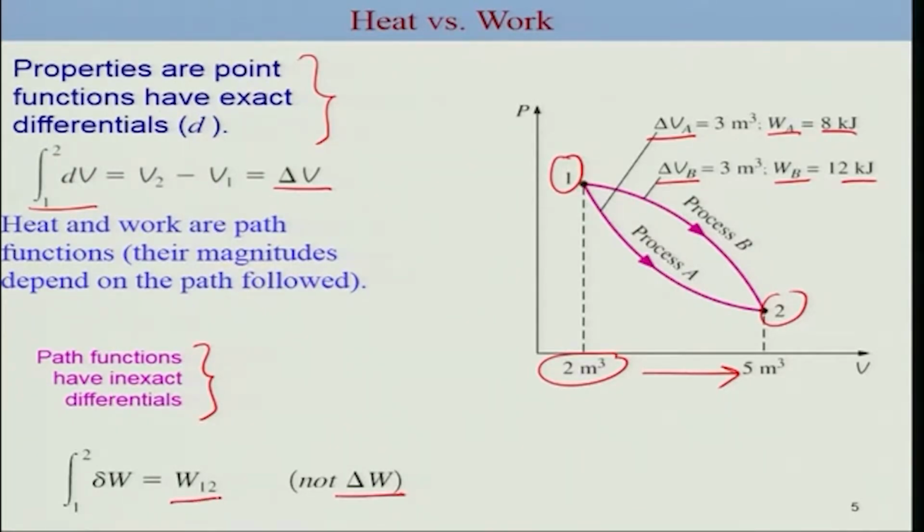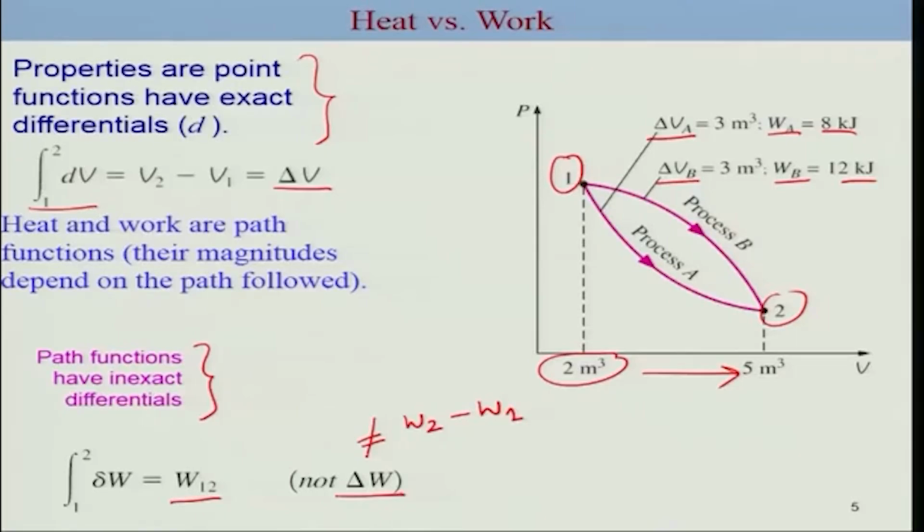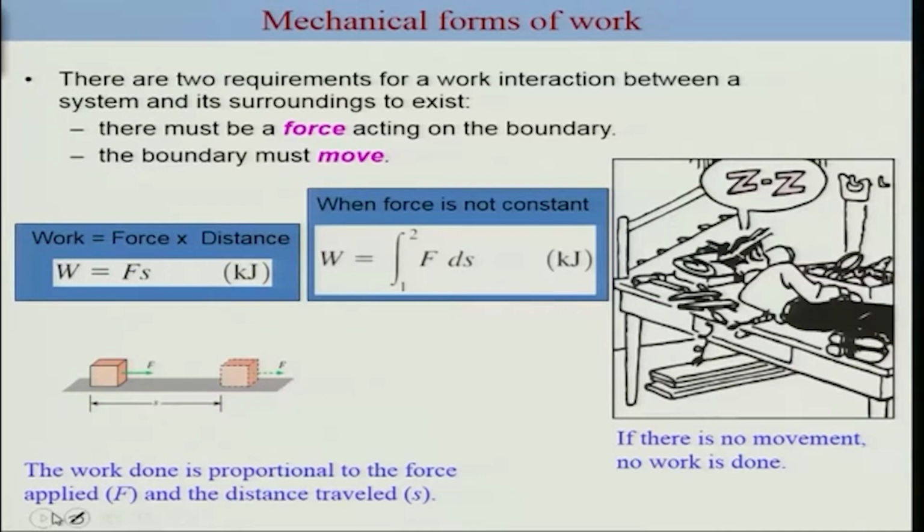The reason being that delta W would mean that you are saying the system contains work, but this is not true. The system does not contain it. As we already discussed, the work is recognized only at the boundary, thus we cannot write the integral of delta W in the form of delta W. So in order to avoid all this confusion, you can simply write any change as simply W1 to 2, or you can write it as process A or process B as depicted in this particular example. Okay, so there are many forms of work.